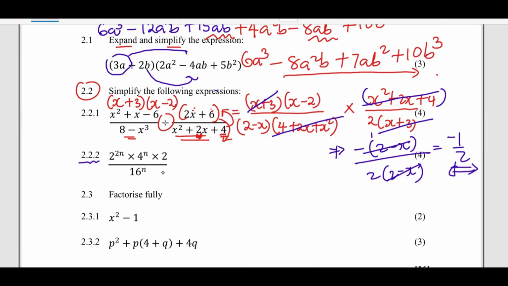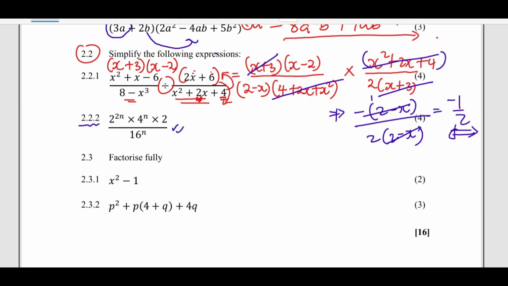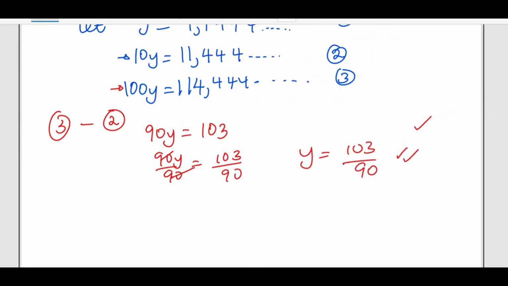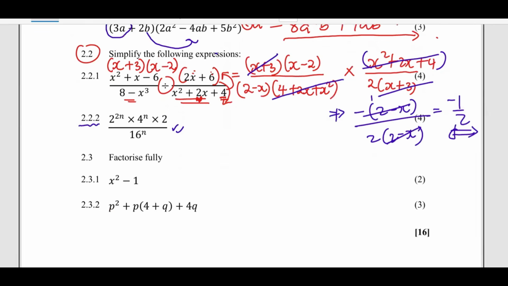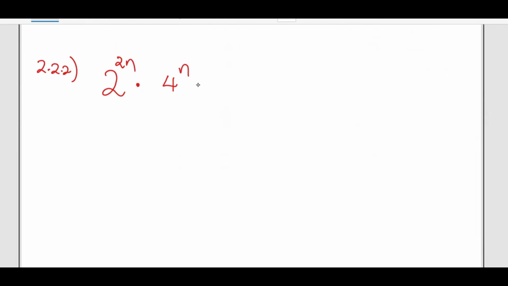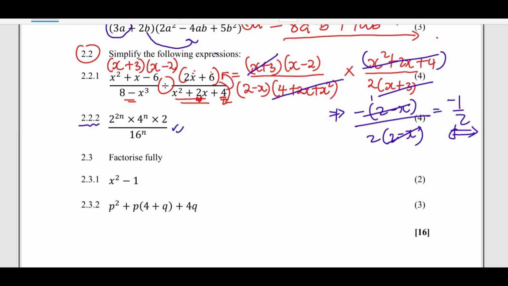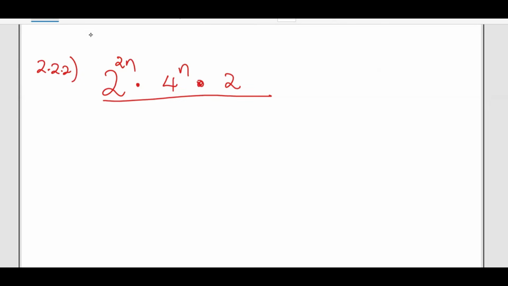Then 2.2.2, this is exponents, okay? This is an exponential question, and we know that with exponents, the target is to create the same bases. So let's write it this side and say, we have 2 to the 2n, okay? We are multiplying it by 4 to the n, and then multiplying it by 2. All over, this is going to be 16 to the n. Okay, so if the bases are different, create similarity.